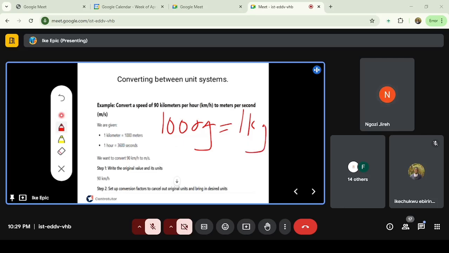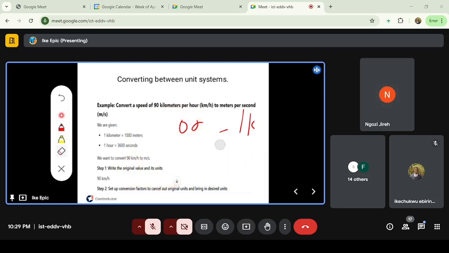With this knowledge now, if you are converting from kilogram to gram, you will take this factor behind gram, being the smaller one, and multiply it by whatever you have as your kilogram. So if you have something like 2 kilogram, you would multiply that 2 by 1000 and you'll be able to get the value in gram.